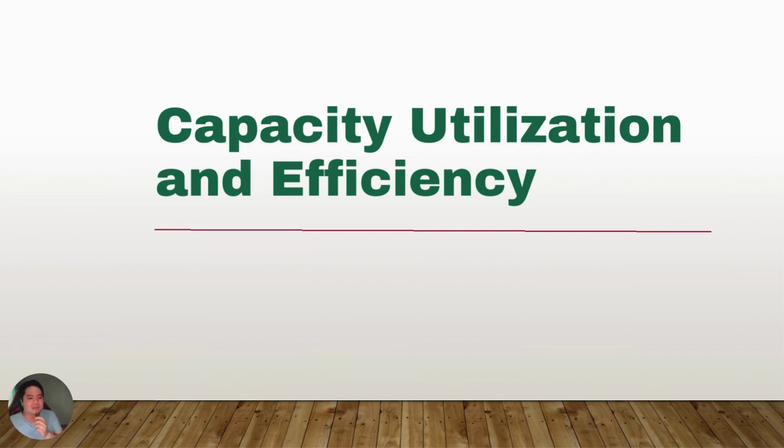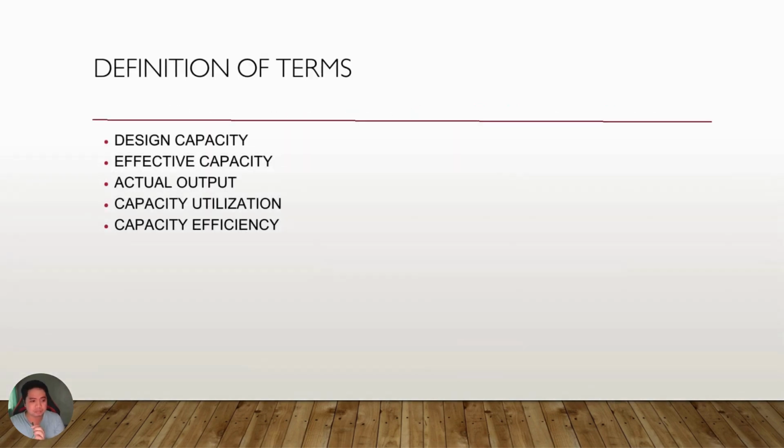Let's start with capacity utilization and efficiency. As mentioned previously in my video, capacity utilization is how the business can run at its maximum capacity. It was further discussed by our second group, and here are the terms that we have discussed: design capacity, effective capacity, actual output, capacity utilization, and capacity efficiency.